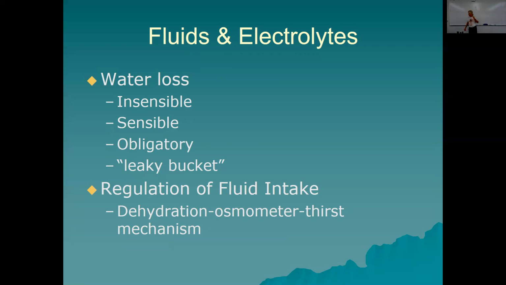So we regulate our fluid intake by a dehydration osmometer thirst mechanism. We have osmometers in our brain, in the hypothalamus. It detects the osmolarity of your blood. And the thirst center is in your hypothalamus. It tells you when you're dehydrated or overhydrated, and so you listen to it. And there's nothing wrong with that mechanism.